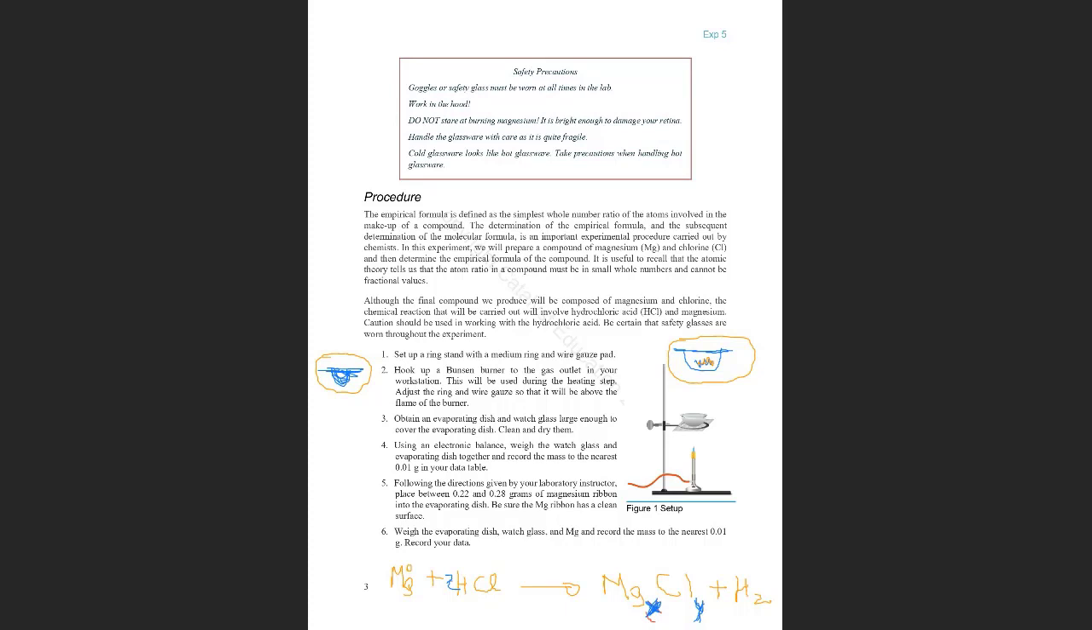Then we are going to add drops of hydrochloric acid until the reaction stops. How do we know that the reaction stopped? Well, you see here hydrogen gas, which means that you will see bubbles. That's one evidence of a chemical reaction. So if you see bubbles, it means the reaction is still going on. When you see no more bubbles and the magnesium metal is gone, then the reaction stops.